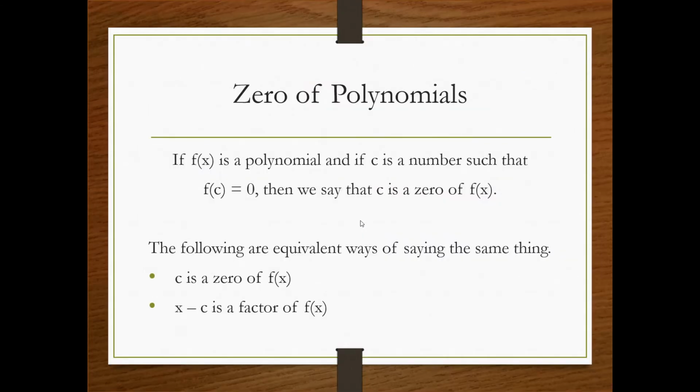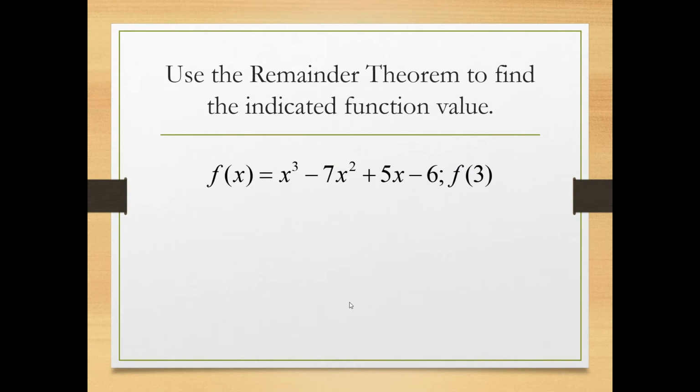All right, so here it is just restated as what we call a 0. If f of x is a polynomial and if c is a number such that f of c equals 0, then we say that c is a 0 of f of x. And then these are just your two other ways of saying it. So that's your formal background of this information. So what does this look like in a problem? It says use the remainder theorem to find the indicated function value. What I'm going to do is take out a piece of paper and use synthetic division to solve this problem.